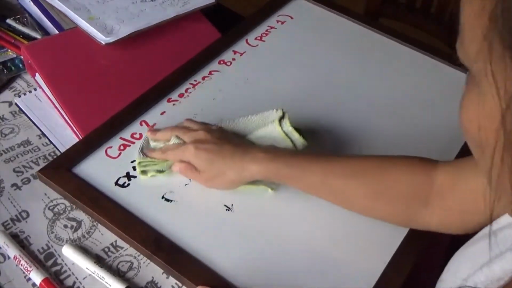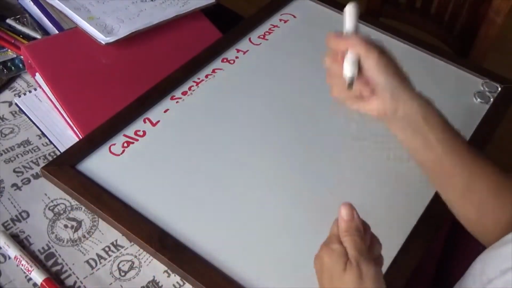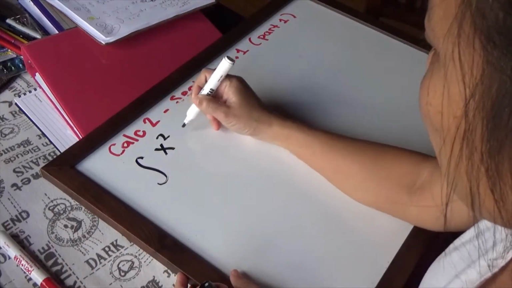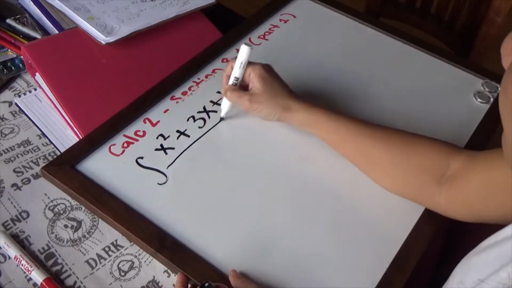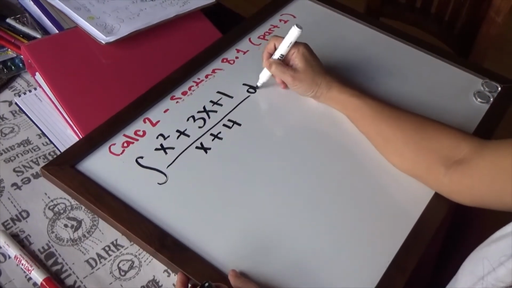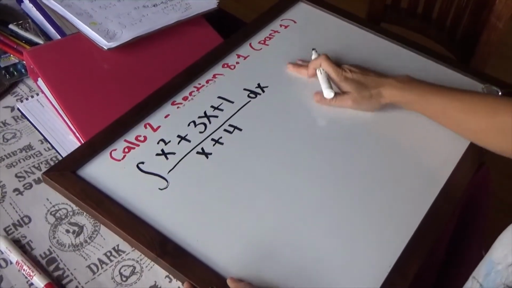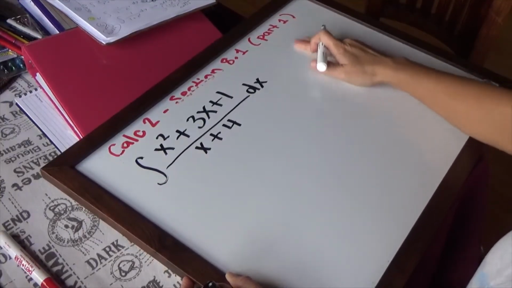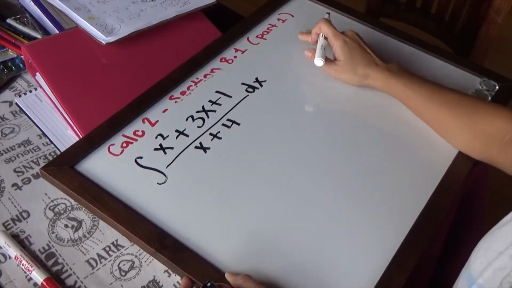Okay, so let's say we have the integral of x squared plus 3x plus 1 divided by x plus 4. Oh, that's not a monomial. So what are you going to do? Well, you're going to have to go back to college algebra, and you are going to do long division.